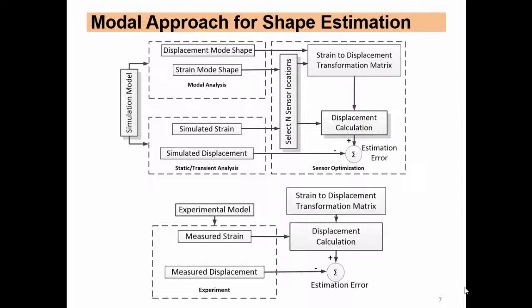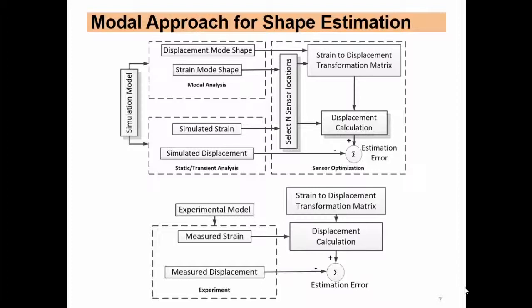Only n sensor locations are selected, because we don't want to use so many strain sensors. If we use sensors everywhere in a structure, then we can easily measure the shape of the structure. But we don't want to do that. Our requirement is to reduce the number of strain sensors.